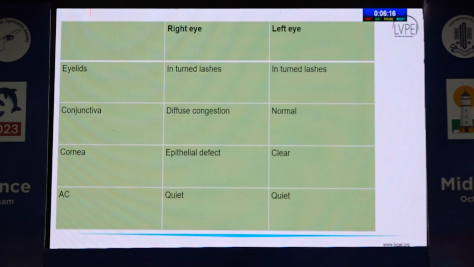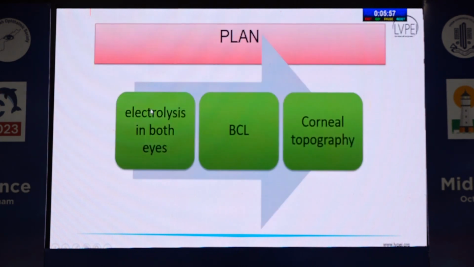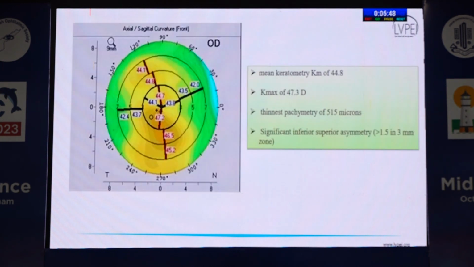Again, in both the eyes, the eyelashes were turned inside. There was congestion of the conjunctiva in the right eye along with epithelial defect. The anterior chamber was quiet. This clinical picture again shows the epithelial defect with inward turning of the eyelashes. Again, for her, we had the same plan: electrolysis in both the eyes, along with application of BCL and corneal topography in the later period.